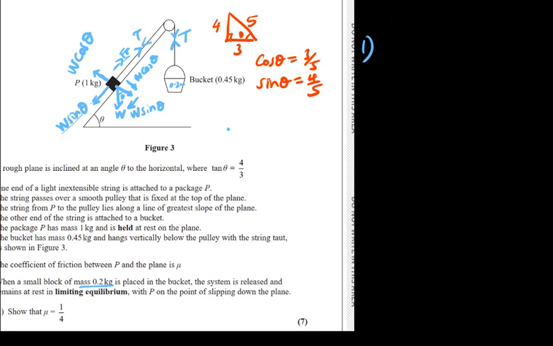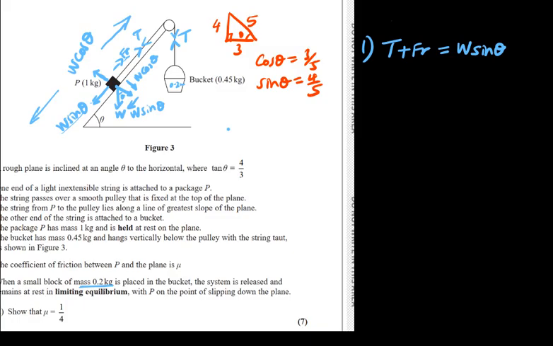Now let's consider balancing these forces here. We can say that tension plus friction, because all of them operate in the same direction, should be the same as W sine theta. So if it's at the point of slipping, the forces acting upwards must balance with the forces acting downwards, and the forces acting up the slope, parallel to it, are tension and friction.